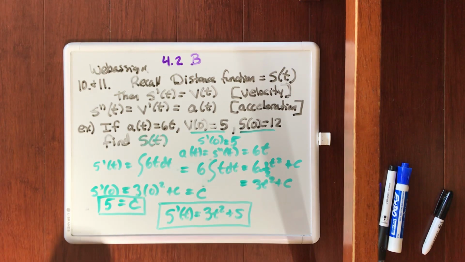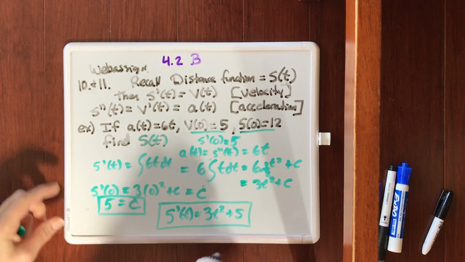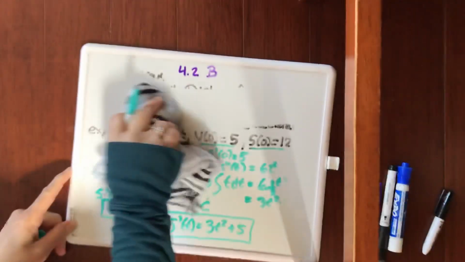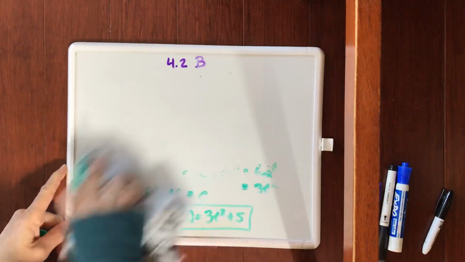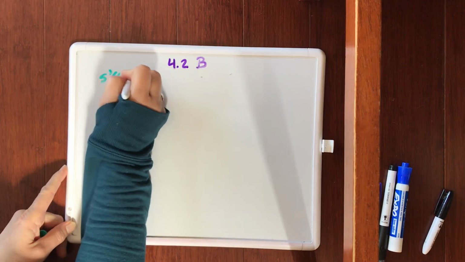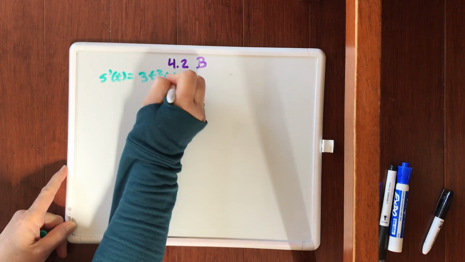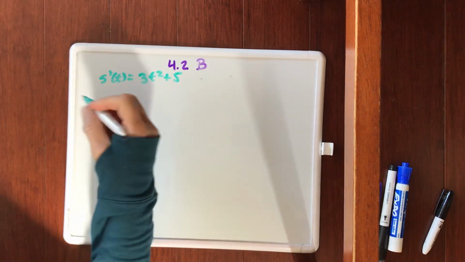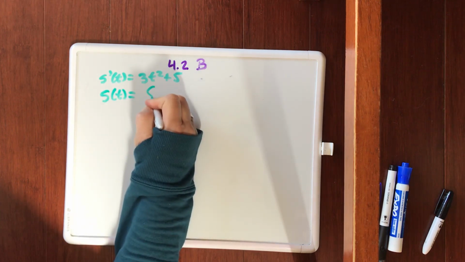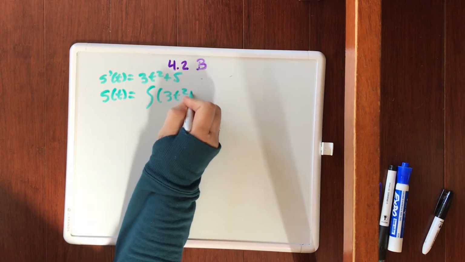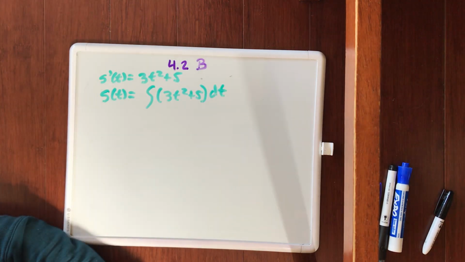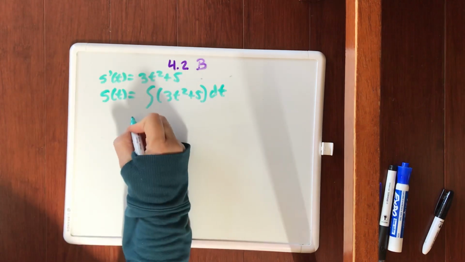Okay, you may have to see that again and do it again. Okay, we're going to keep using what we found here to continue on the problem for WebAssign. All right, so s prime of t is 3t squared plus 5. Okay, so s of t now, we know, is the integral of 3t squared plus 5 dt. See what we're doing?